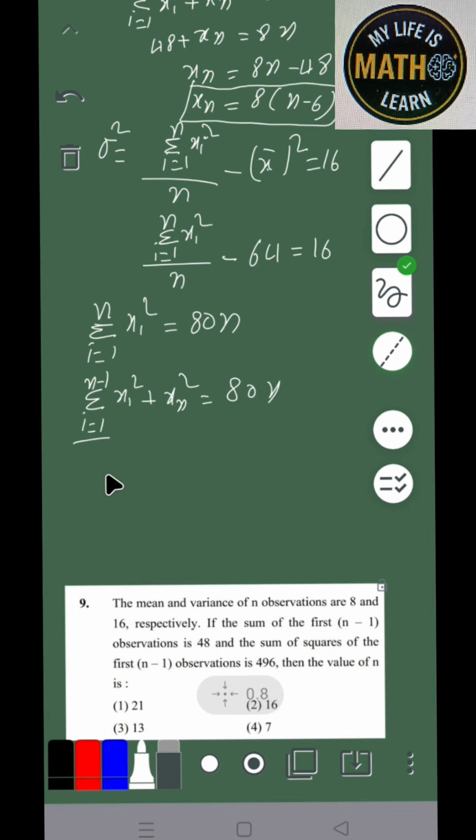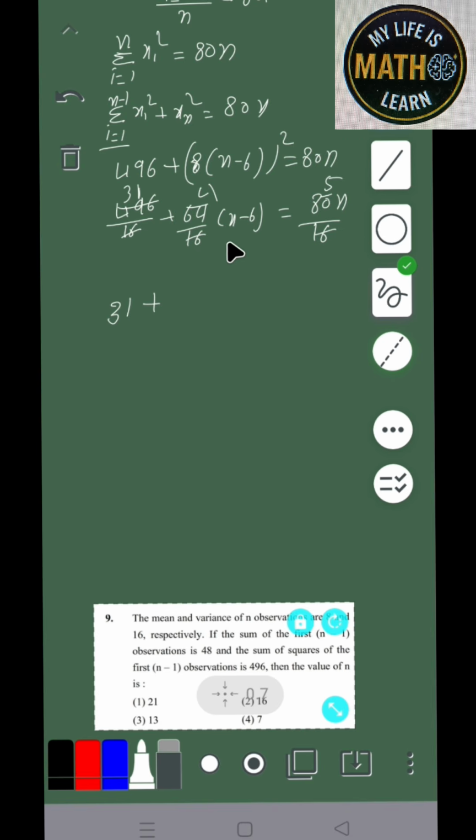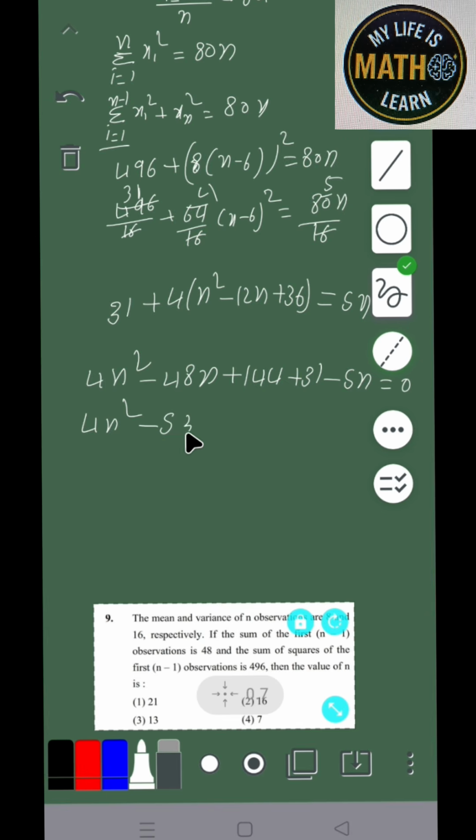So it is already given as 496. 496 plus xn squared, where the xn value we already found is 8 times n minus 6, whole squared, is equal to 80n. So 496 plus 64 times n minus 6 whole squared equals 80n. Expanding and simplifying, we get 4n squared minus 28n minus 25n plus 175 by factorization.